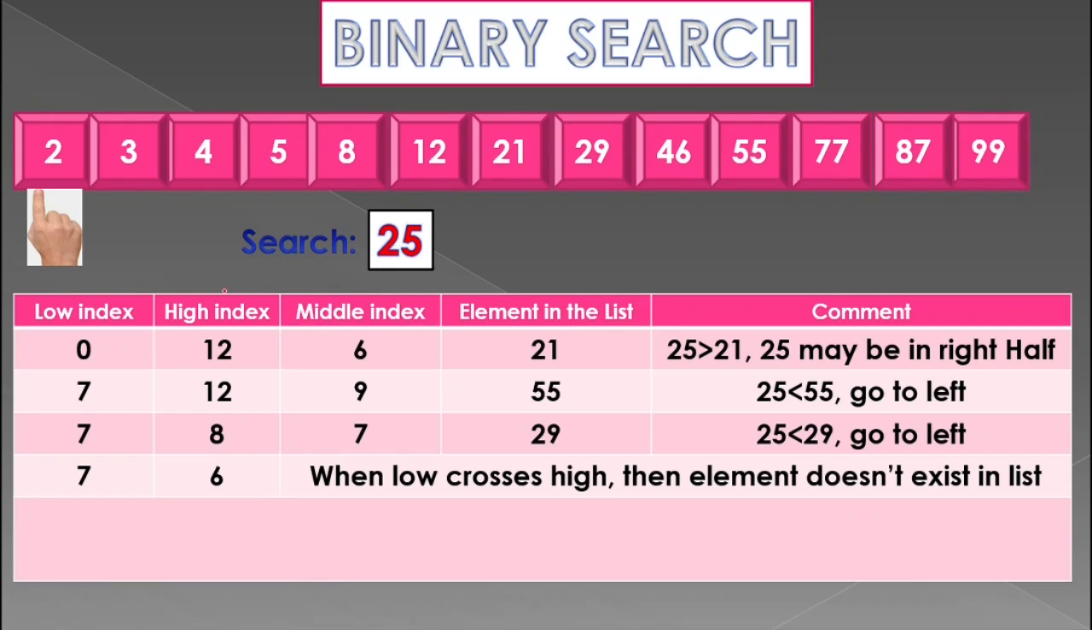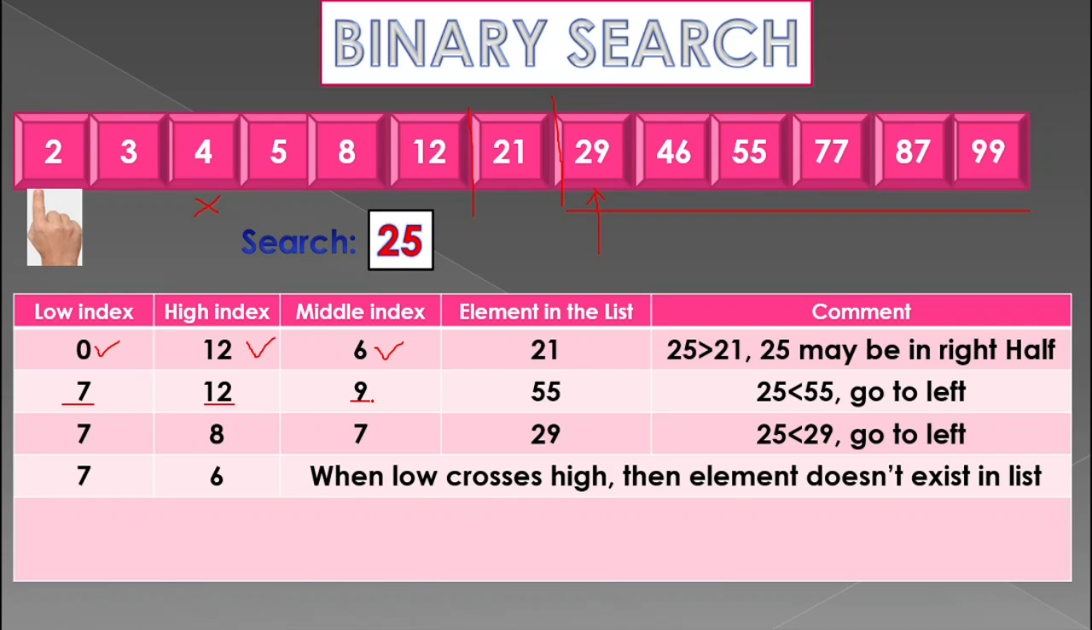Here also I have taken 0 as my low index and 12 as my high index, and the middle is the average of those two. At the middle location I got the element 21, and 25 is greater than 21, which means my element is available in this part. It is not available in this part. Simply I can ignore this part, and my low index value will now point to this location. So the low value is 7 now, and again finding the average of these two. What is 7 plus 12 by 2?